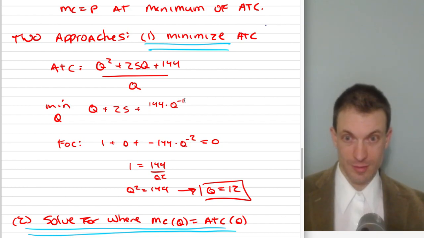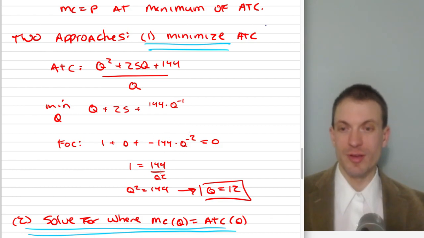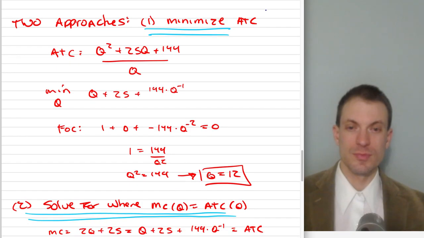So this is, take the derivative, this is going to be minus 1 times 144, reduce this power by 1. Okay, and then solving, we'll have 1 is equal to 144 over Q squared, or Q squared is equal to 144. So a quantity of 12.